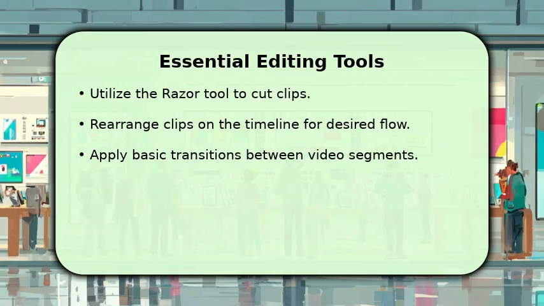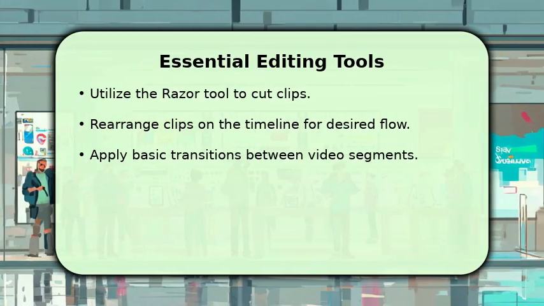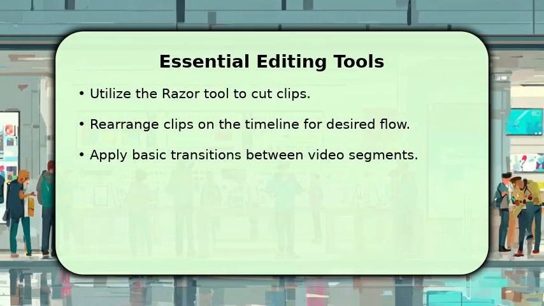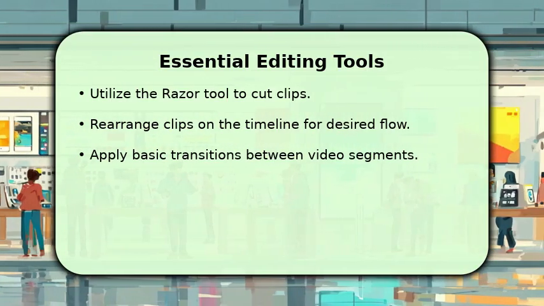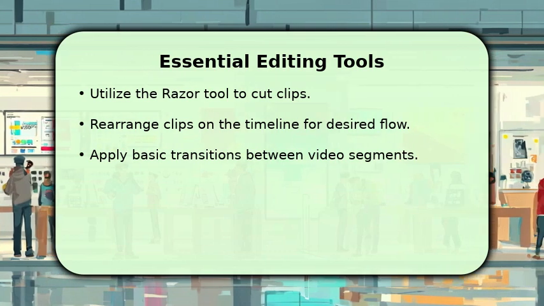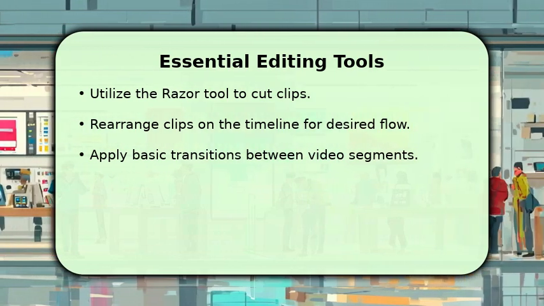To smooth transitions between scenes, navigate to the Effects panel, find Video Transitions, and drag a dissolve or wipe effect onto the cut point. Experiment with different durations, typically between 1 and 2 seconds, for a polished look.